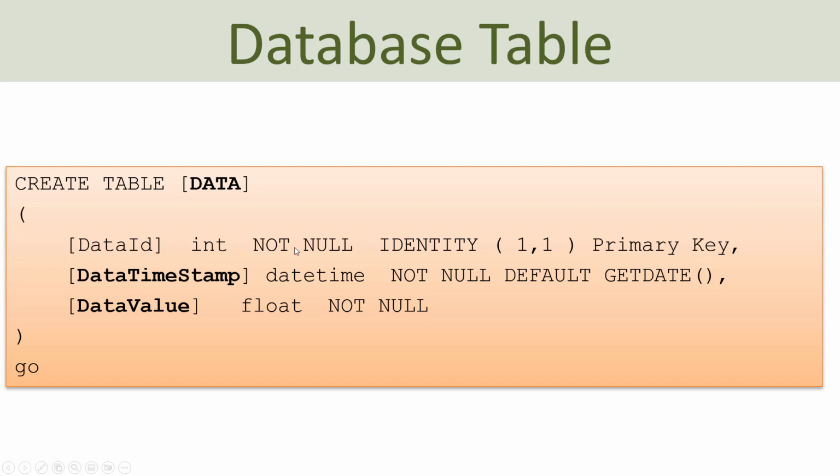One is data ID, which is basically a primary key. In this case, I have created it to be an identity 1,1, meaning this value is created automatically by the database. So when you put data into this table, it will start by 1, 2, 3, 4, 5, 6, etc. And then I have a timestamp and then the actual data value. For the timestamp, I just use default and the built-in getDate function in order to automatically insert the current date time for each record in the database.